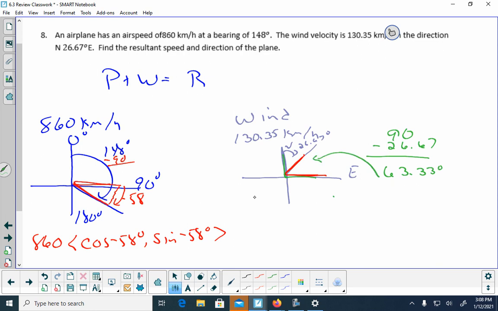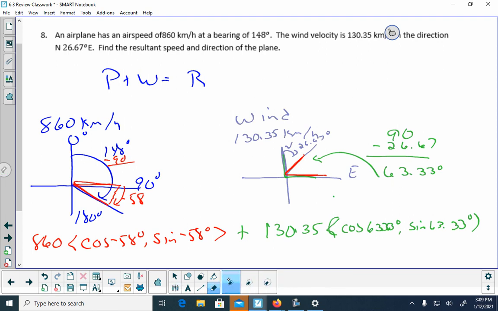So to find the component form of the wind, which I'm going to add to the component form of the vector, I'm going to take the speed, 130.35, and I'm going to multiply it by the cosine of 63.33 degrees, sine of 63.33 degrees. There should actually be parentheses. I don't like the way I wrote that, so I'm going to fix it.